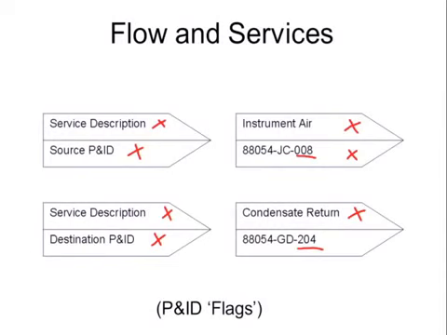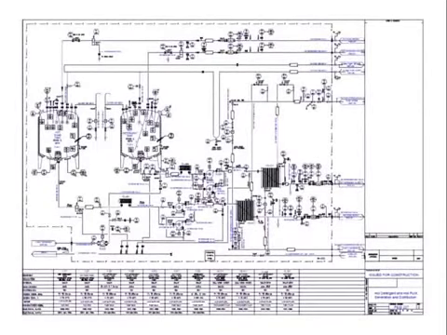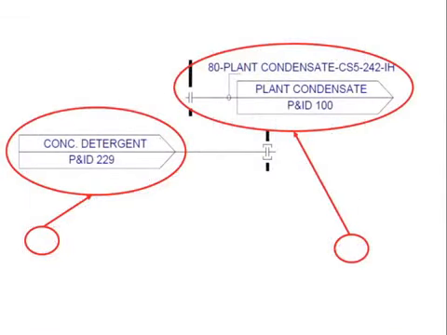Let's look at our own P&ID for some examples. Let's look at two flags at the extremes, the extreme left and right of the P&ID. What we see here is a concentrated detergent solution. Its source P&ID is P&ID 229. And what we see here is plant condensate, and its destination P&ID is P&ID 100.